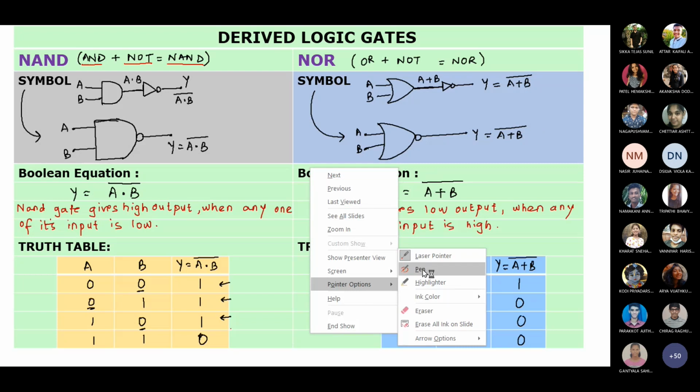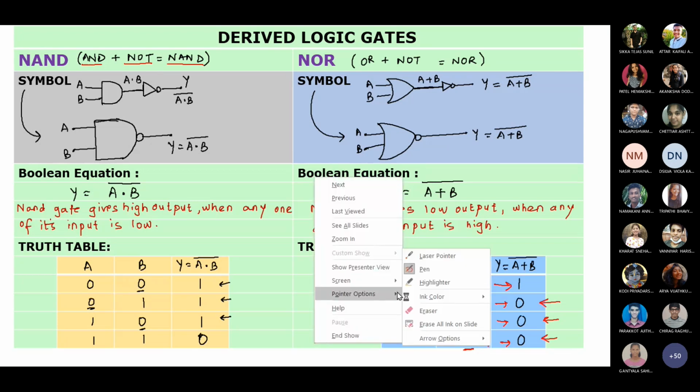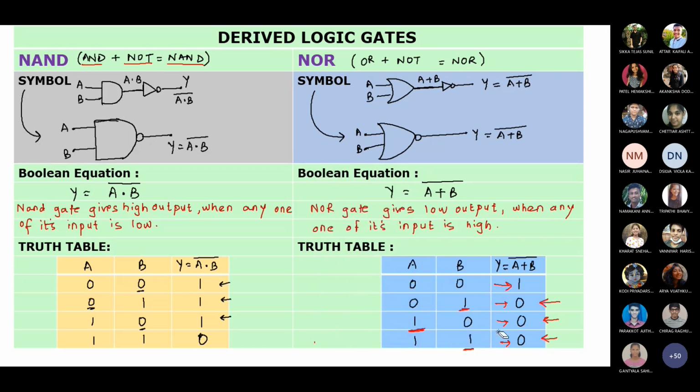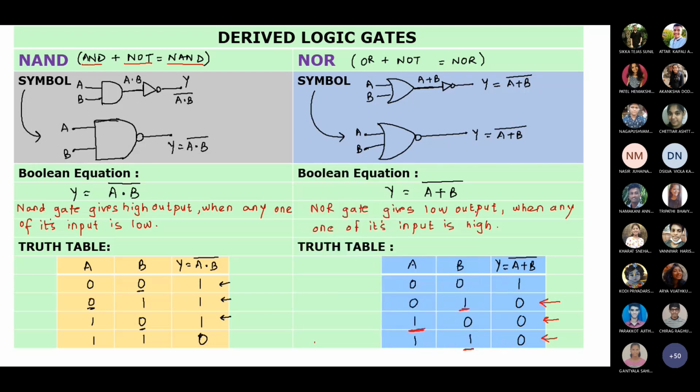Now try to recollect your OR logic. What was the OR logic? When A or B is high, the output is high. So the truth table of OR is 0, 1, 1, 1. NOR is the opposite of that. That's why this 0 turns to 1 and this 1 turns to 0. So NOR logic becomes: when any one of the inputs is high, the output is going to be low. That becomes your NOR logic. Is this clear? Yes, ma'am. The NOR gate gives you a low output when any one of its inputs is high.